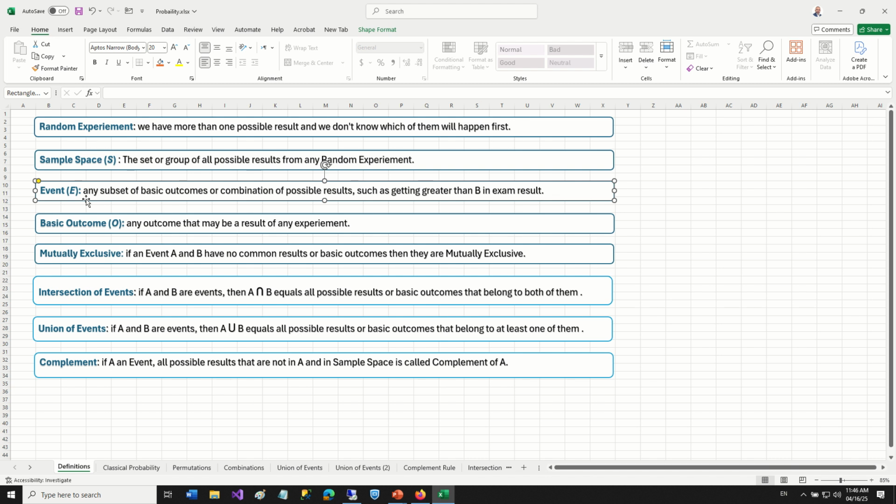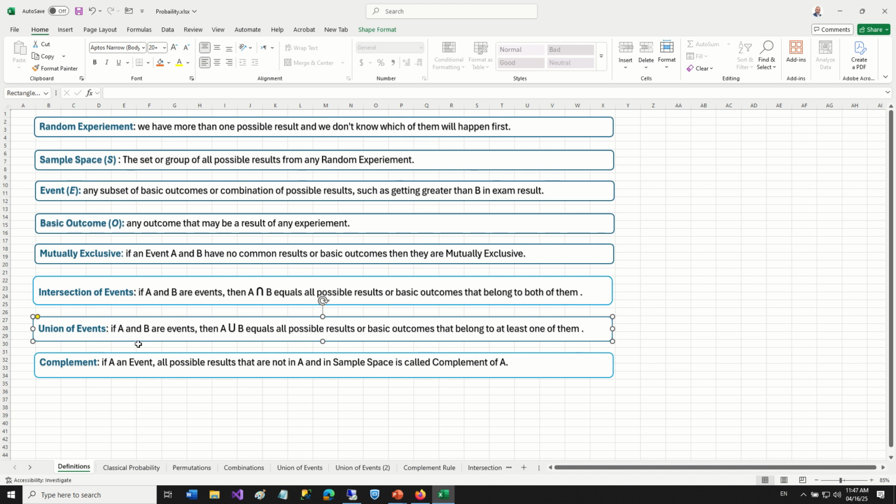So if the event is getting greater than B in the exam result, that means B plus and A plus. If the event, for example, is getting C, that means only C. Mutually exclusive: if events A and B have no common results or basic outcomes, then they are mutually exclusive. The intersection of events: if A and B are events, then A intersection B equals all possible results or basic outcomes that belong to both of them.